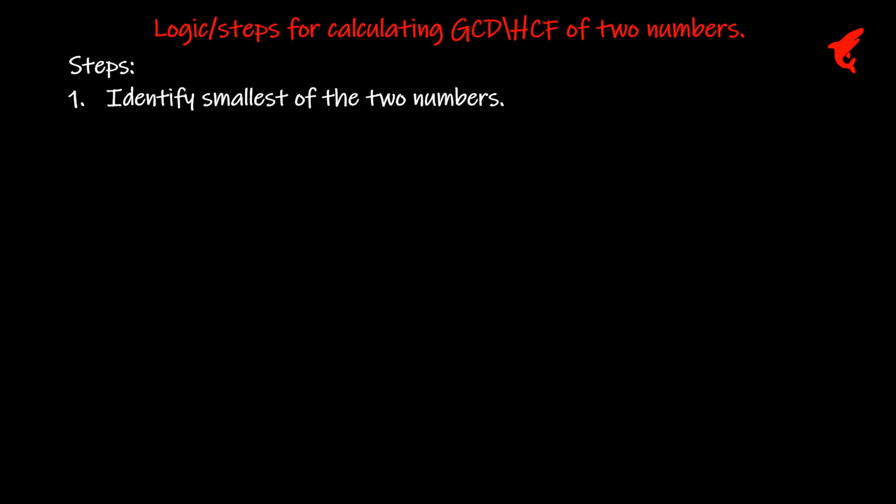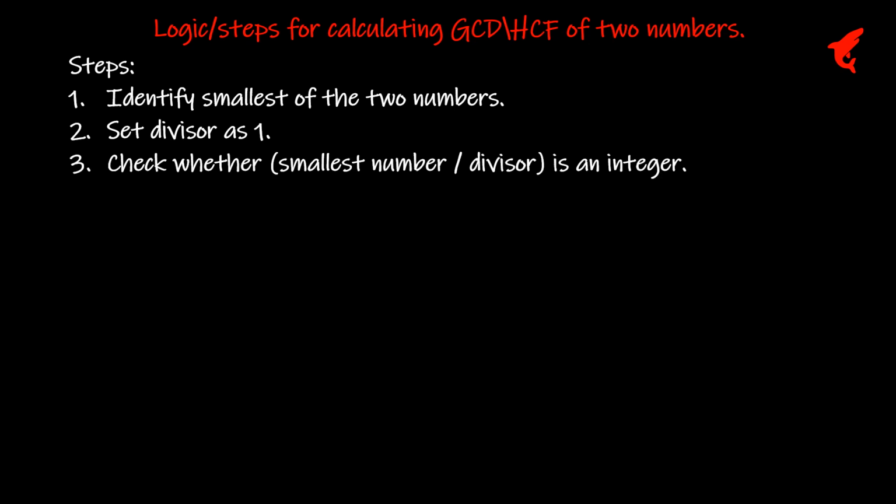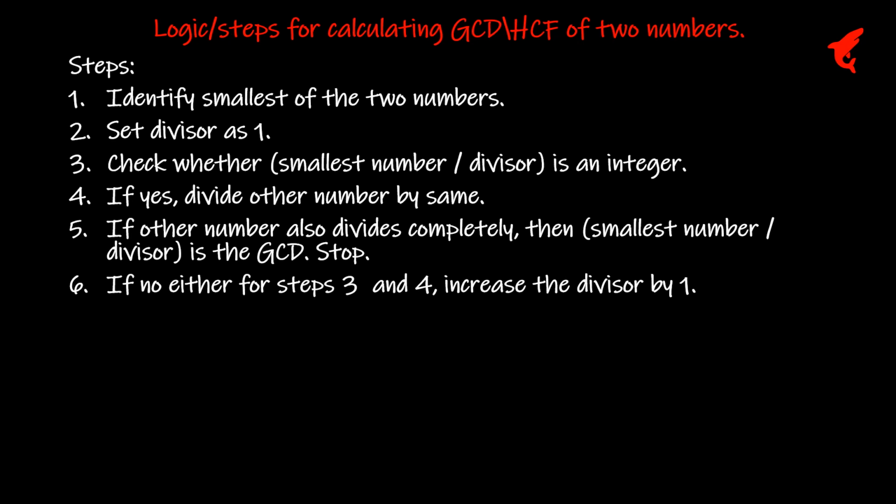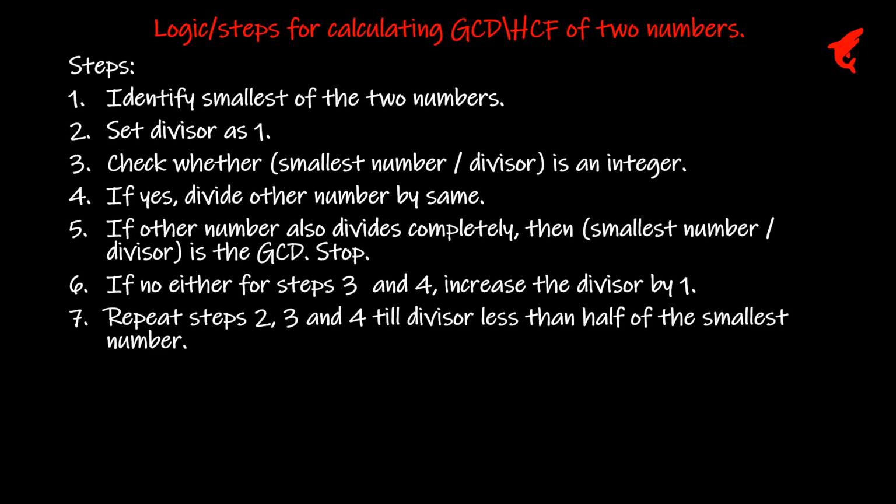First, identify the smaller of the two numbers. Next, set divisor as 1. Next, check whether smallest number by divisor is an integer. Next, if yes, divide the other number by the same. Next, if the other number also divides completely, then smallest number by divisor is the GCD. Stop the process. Next, if no for either of steps 3 and 4, increase the divisor by 1. Repeat steps 2, 3 and 4 till divisor is less than half of the smallest number.